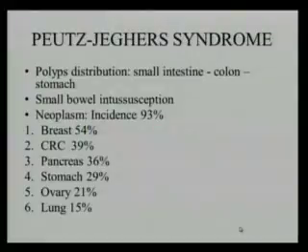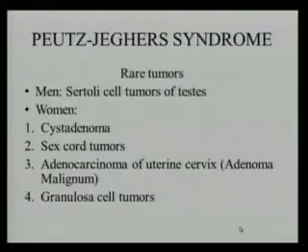However, for every individual cancer, the lifetime risk for breast cancer is 54%, colorectal cancer 39%, pancreas 36%, stomach 29%, ovary 21%, lung 15%. Those patients can develop some rare tumors. They can develop Sertoli cell tumors in men. In women, they can develop cystadenoma, sex cord tumors, adenocarcinoma of the uterine cervix, or granulosa cell tumors.